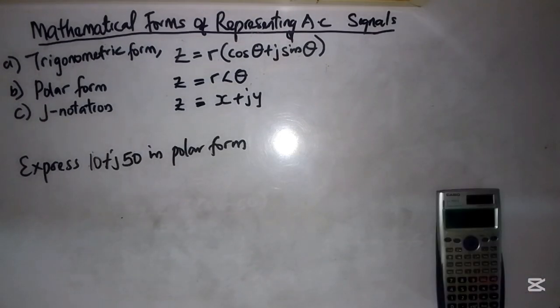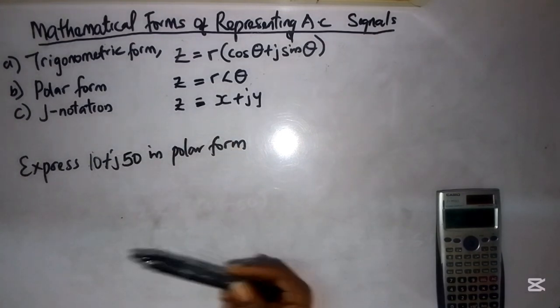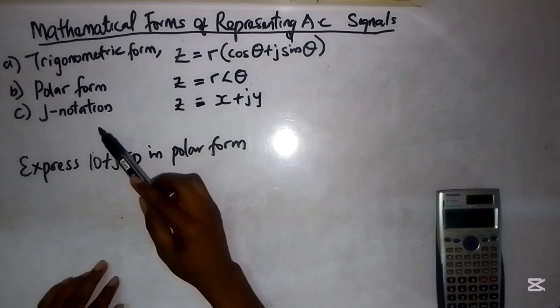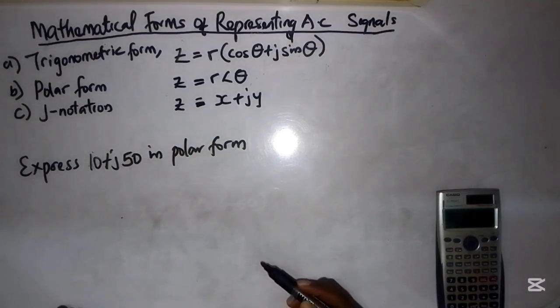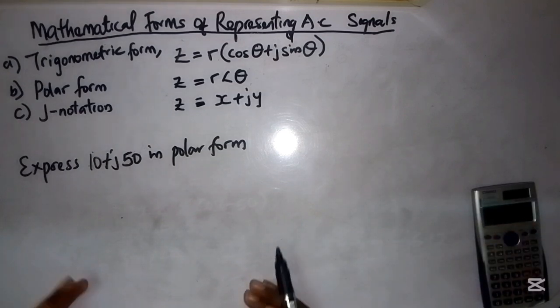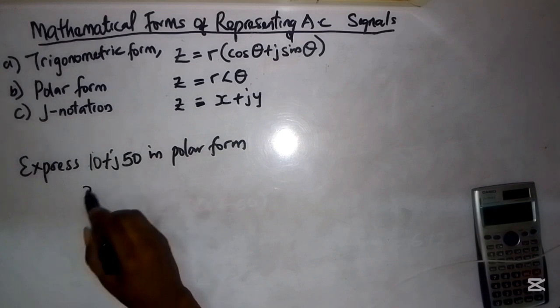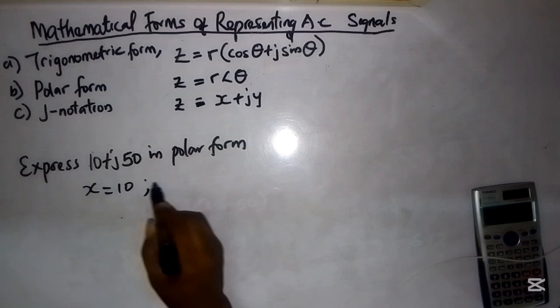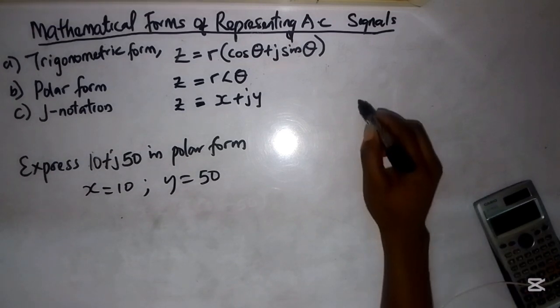So you might be wondering, since we've tackled how to convert from polar form to J notation, how then can we move from J notation back to polar form? We can do the same. We can use the same graph that we had when we were calculating from polar to J notation to find this expression. In this case, we already know that our x is equal to 10 and our y is equal to 50. So I'll just draw the graph again.